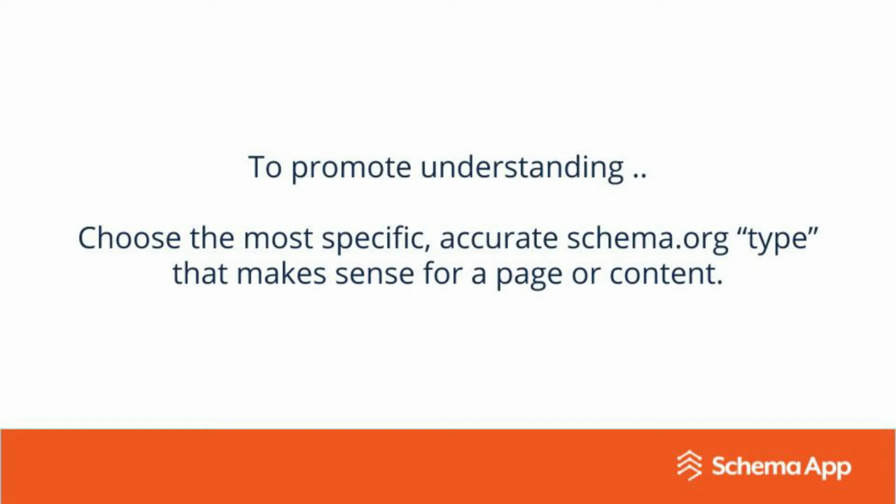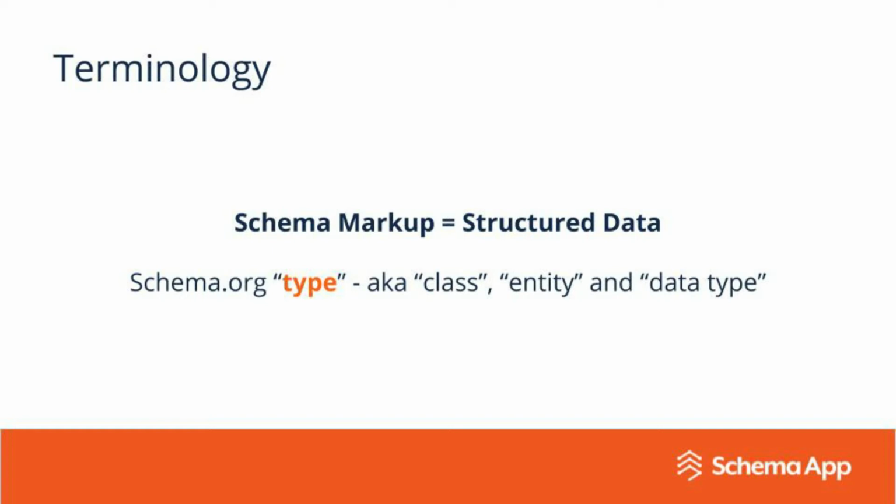For each web page, the objective is to choose the most specific, accurate Schema.org type or class that makes sense for that page or content. Doing so will help to promote understanding for the search engines. This brings us to our second term. Schema.org type can also be known as class, entity, and data type.